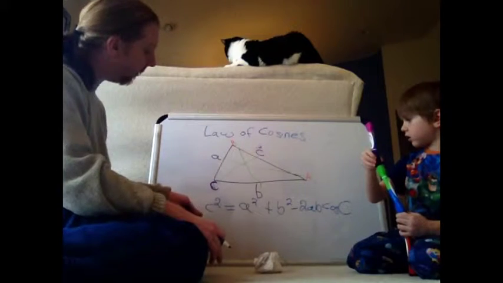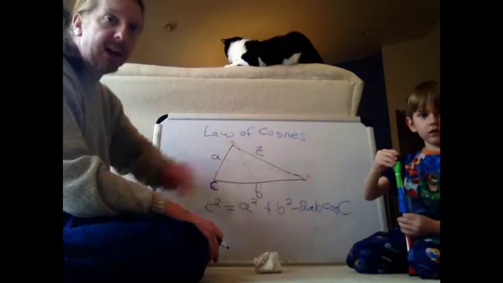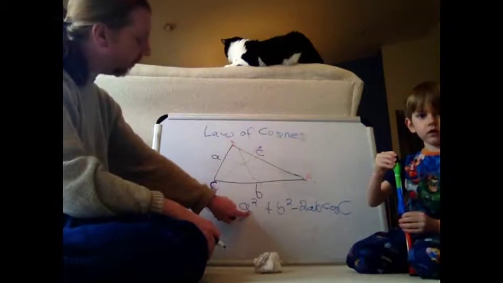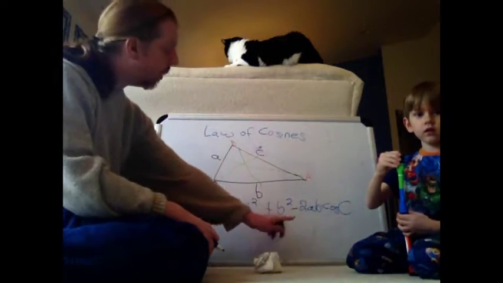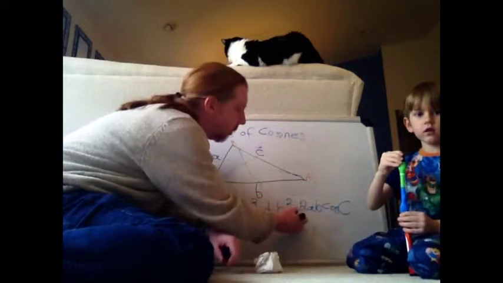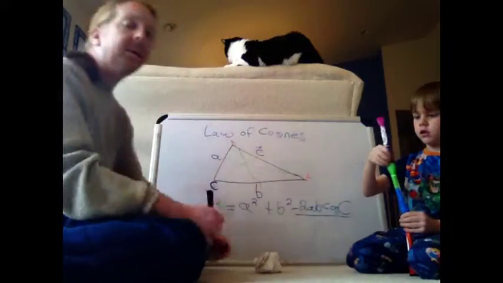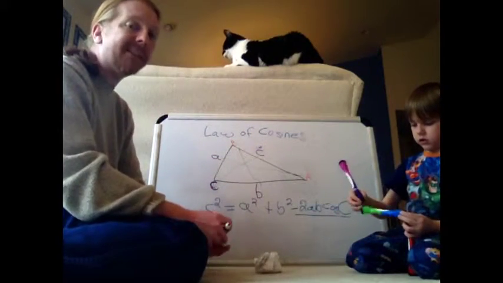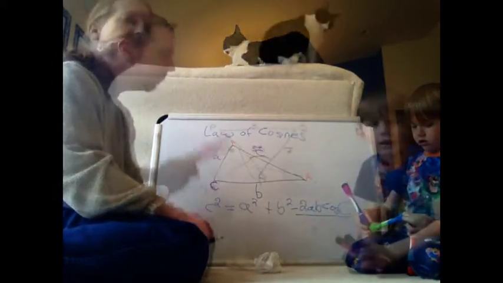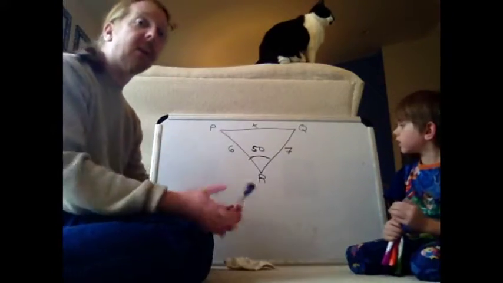The law of cosines says that c squared, one side, is equal to a side squared plus the other side squared minus 2ab cosine C. And I can use that to solve all kinds of non-right triangles. So here we have our first example problem using the law of cosines.